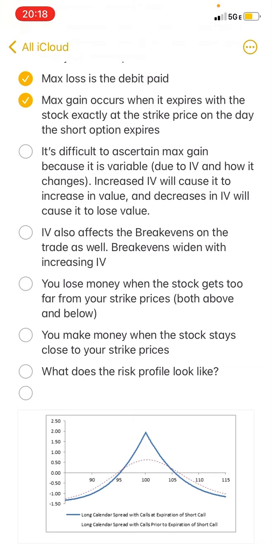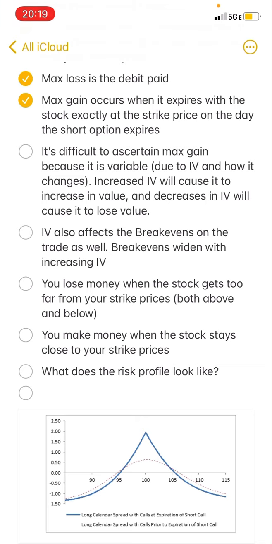Mostly because of volatility, and volatility changes all the time. It's hard to predict what volatility might do. But the max gain does occur when it expires with the stock exactly at the strike price on the day the short option expires. But if volatility spikes by, say, 30% or something like that, then your max gain could go from like $500 to like $2,000.